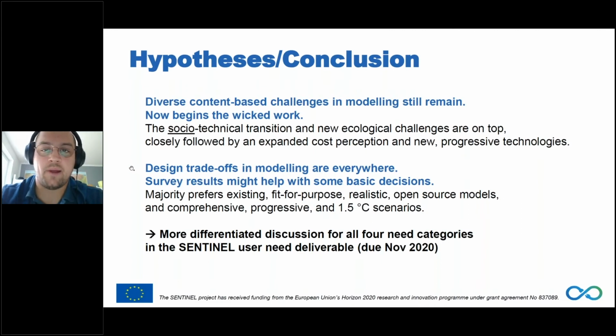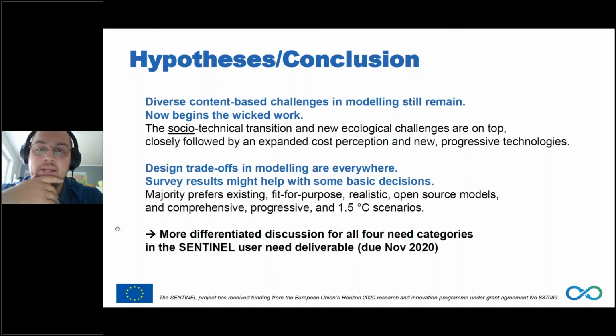So maybe to wrap up my presentation, some conclusions, or let's say more hypotheses, because it is just preliminary results that I can show you and not really a robust finding. So in the model content, there are a lot of challenges that are still remaining and need to be incorporated in models more. And from my perspective, now really begins the wicked work, because more and more people say that the socio-technical transition is important and not only techno-economic aspects. And also we have new ecological challenges to be tackled. And those needs are also closely followed by expanded cost perception and new progressive technologies that should be incorporated in models. And on the other hand, we have here designed trade-offs, and they are really everywhere in modeling.